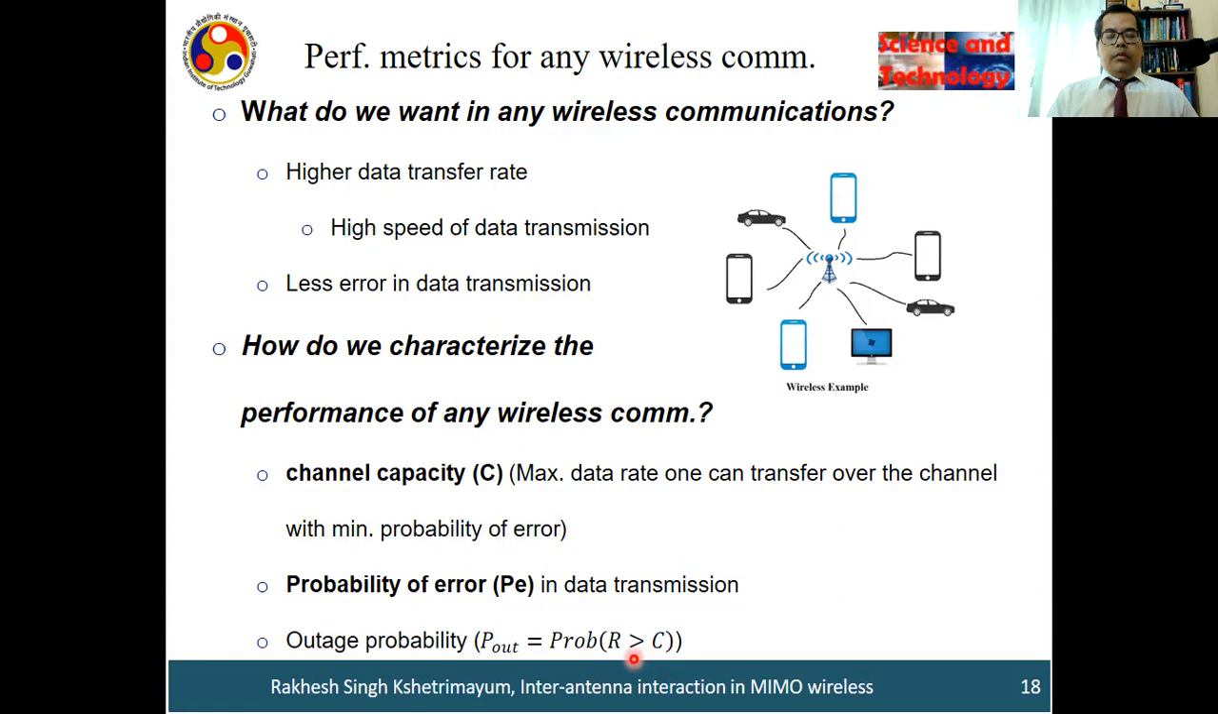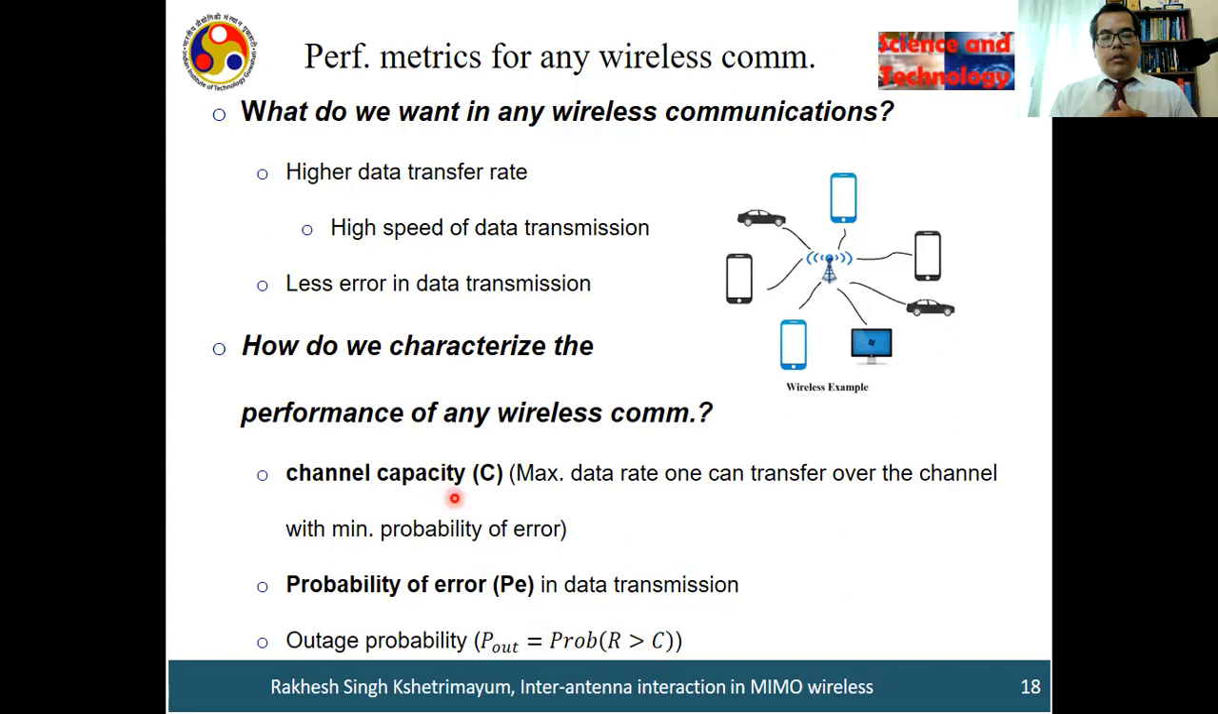You must have faced this situation in mobile communication also. Sometimes you cannot actually listen to what the other person is saying. In those kinds of situations, we have outage. The probability of such an outage is called outage probability. And the first thing is the channel capacity.